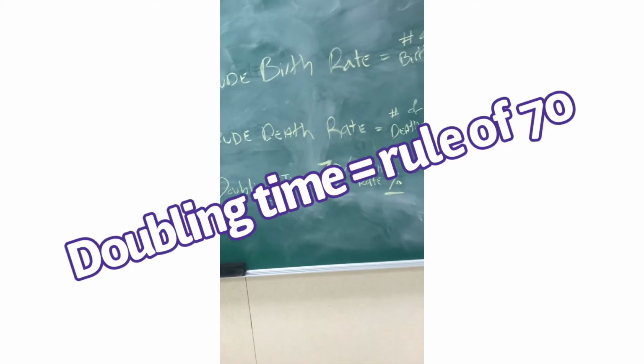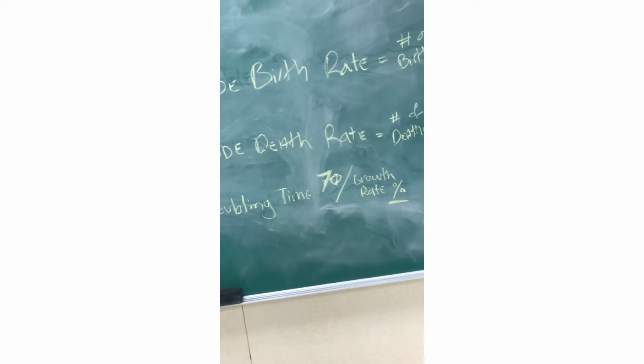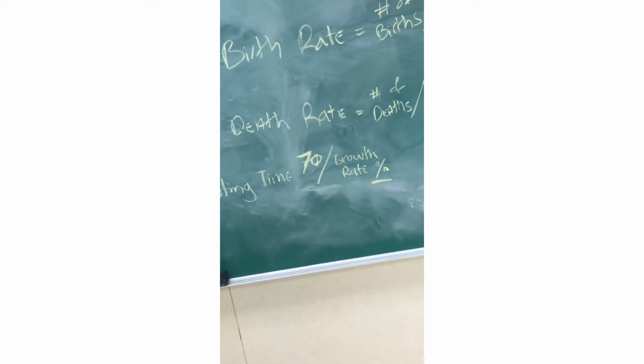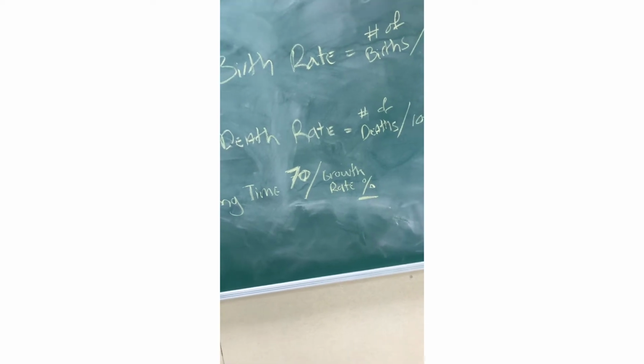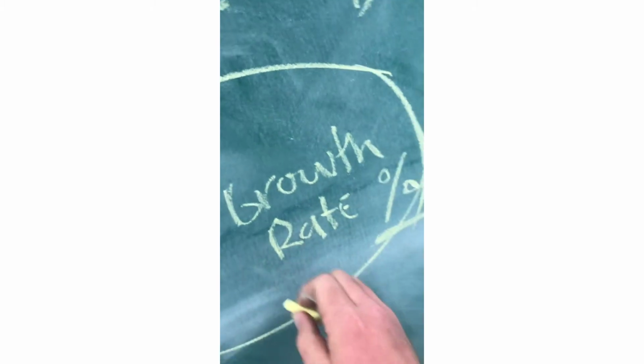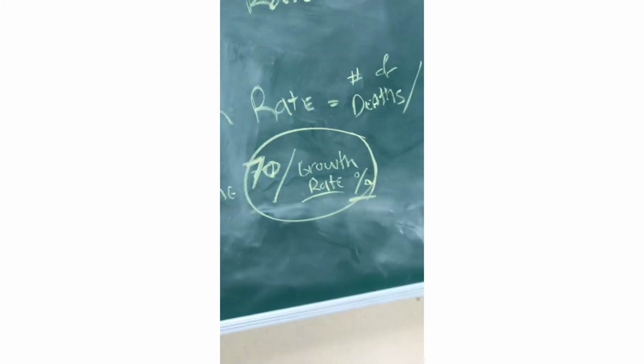Doubling time. Doubling time is you take 70. Some people say 72 works better, but 70 is called the rule of 70. Is you take the growth rate in percent. So now, not the birth rate, not the death rate, the growth rate. That is important, okay? And we'll talk about how you get growth rate in a minute.